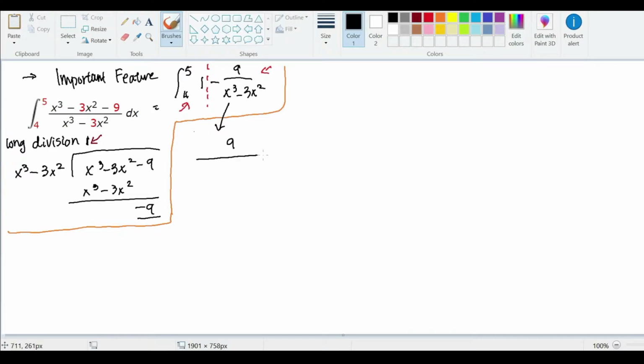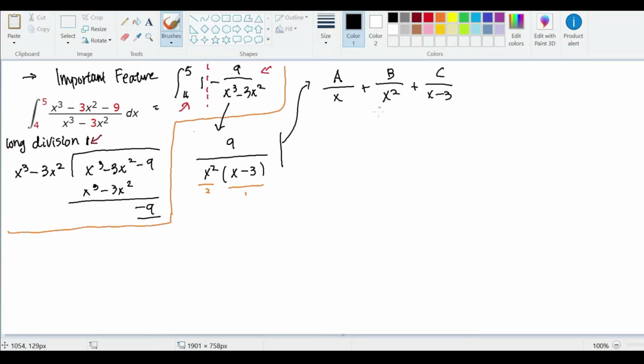9 over what? If I factor x squared out, as you know, it will be x squared times x minus 3, right? Now, as in the video, we start that process. Because there's x squared, and this is only 1, it will be a over x. I'll write it: a over x plus b over x squared plus c over x minus 3.